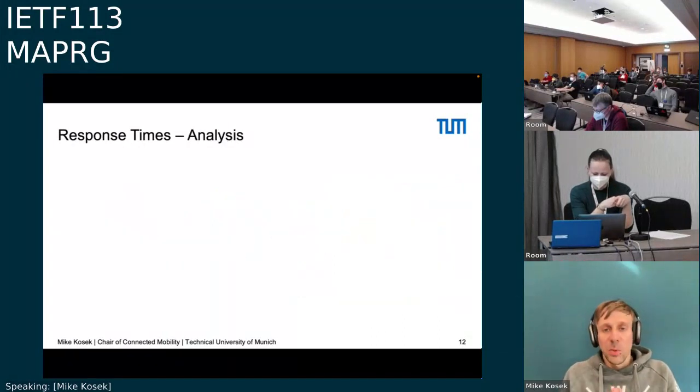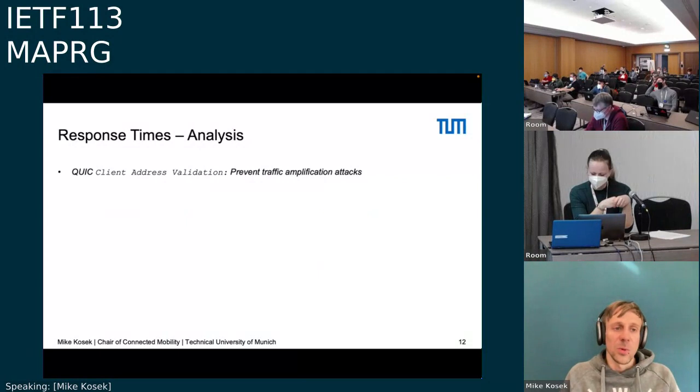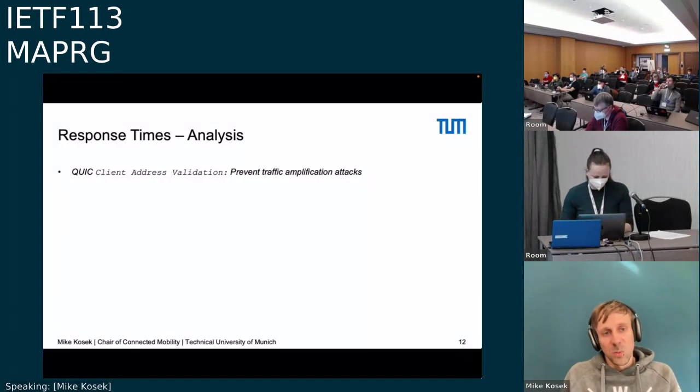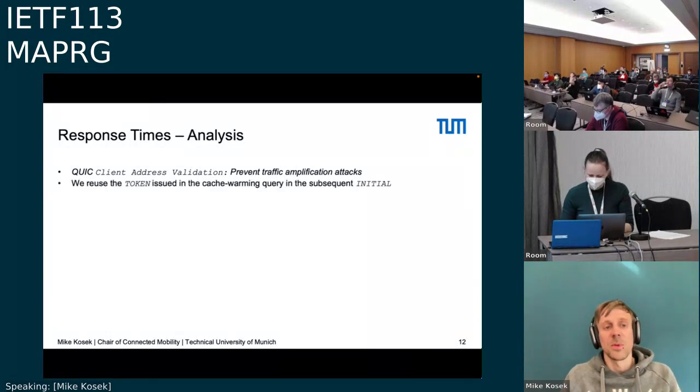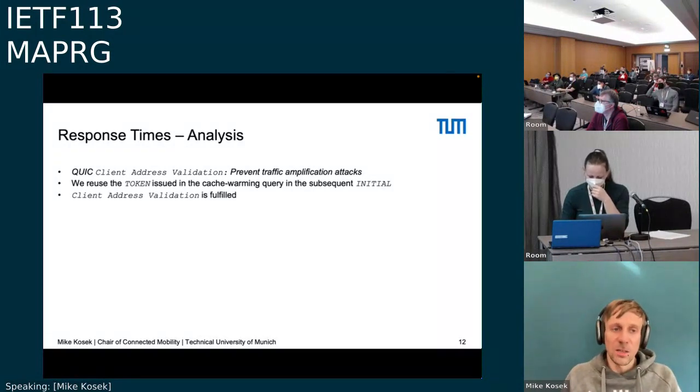So analyzing this, we find that this is an interaction with the QUIC client address validation, which is a mandatory feature of the QUIC standard to prevent traffic amplification attacks. We actually did perform client address validation, while we reused the token which was issued by the DNS over QUIC server in the cache warm query in our subsequent initial of the actual measurement.